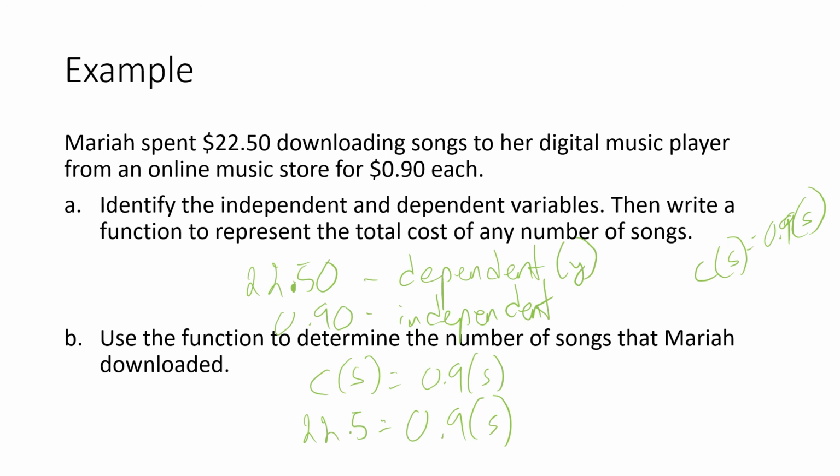And if we divide 22.5 by 0.9, your calculator is going to give you a number, but because we have to have a whole number because we're talking about songs, you can't download a fifth of a song and just pay for a fifth of a song. These have to be whole numbers. So if we do some rounding, we find out that she purchased 25 songs. She downloaded 25 songs.